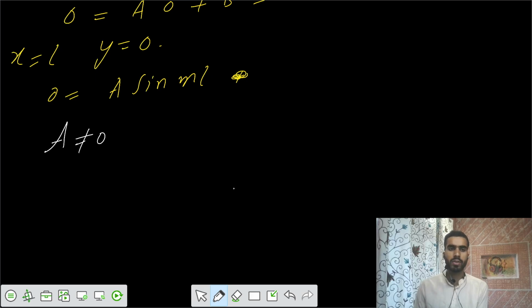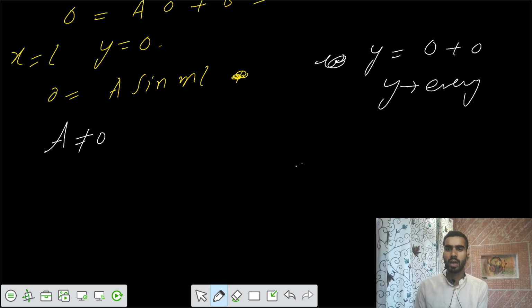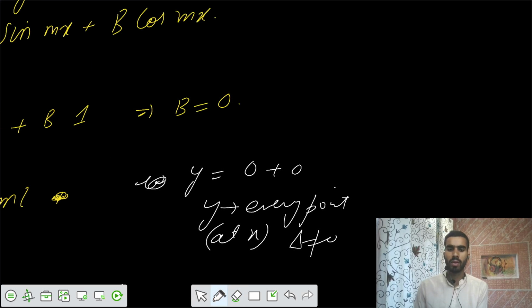It's already 0. So I would say that A can't be 0. Why? If A is 0, your equation would become y equals 0 plus 0. So that means deflection is 0 at every point, at every x we have delta as 0. That's not possible. When you apply a load of P on this column, it is sure going to have some deflection delta. So delta cannot be 0.